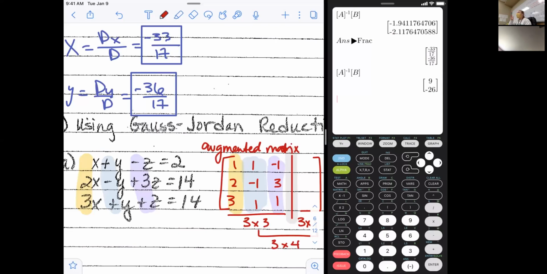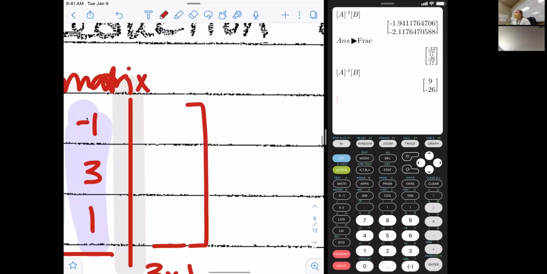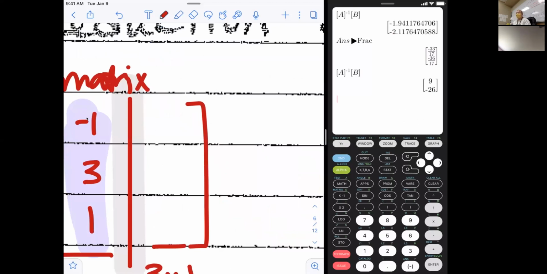If you keep in mind that the first column is all x's, the second column is all y's, and the third column is all z's, that helps us keep everything straight. Now, the last column that I haven't written anything in yet is your answers. These are your solutions. This is what's by itself on the right-hand side of the equation. So that's my 2, 14, 14.